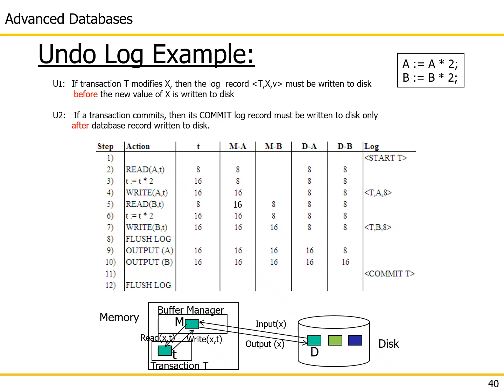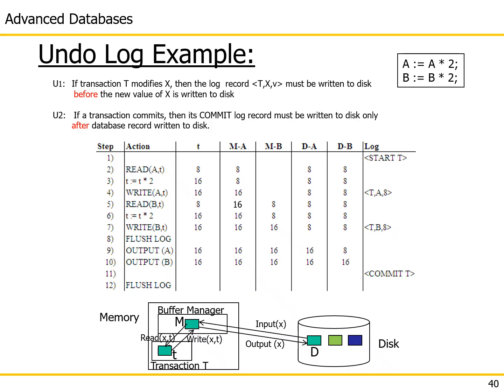and the old value is 8. Now we're going to read B into T, multiply by 2, and then write T into B, and again upon this write you see the log getting appended with T, B, 8. Finally we hit line number 8, and that's a flush log instruction. What that means is let's take this log in memory and put it on disk.